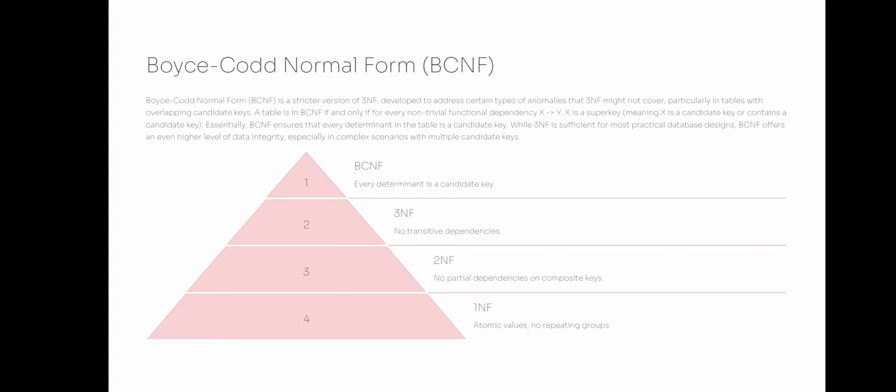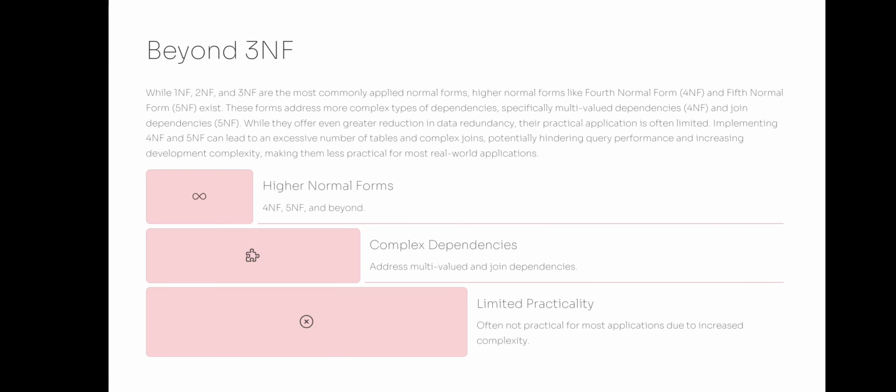Boyce-Codd normal form, BCNF, a stricter version of 3NF, ensuring every determinant is a candidate key. Beyond 3NF, fourth normal form. While 1NF, 2NF, 3NF are the most commonly applied forms, higher forms like 4NF and 5NF exist, but they address multi-valued and join dependency, and are less practical for real-world applications.